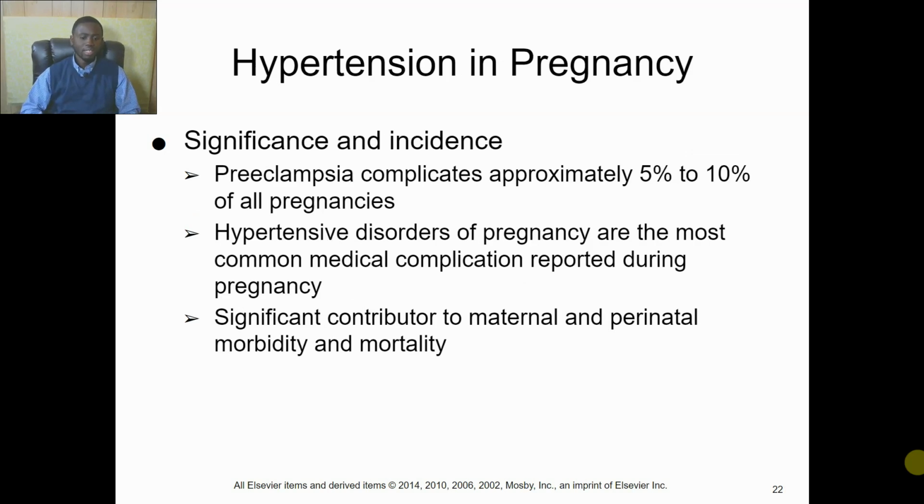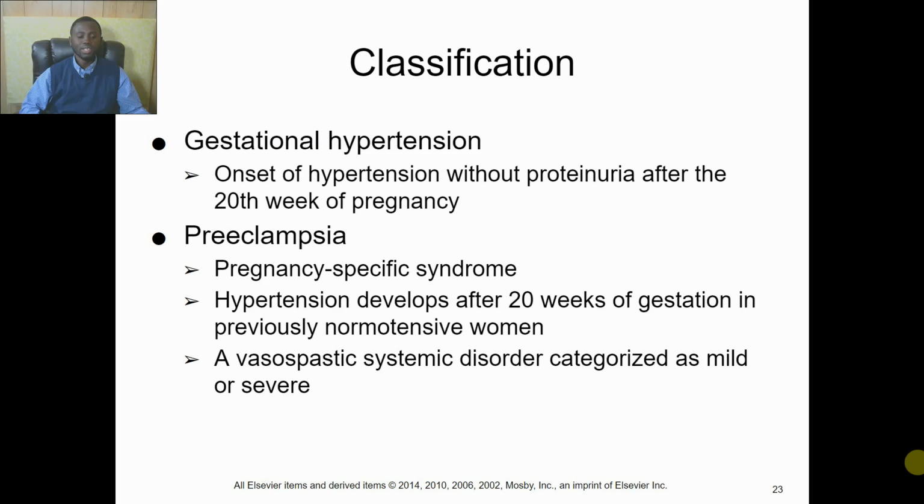Preeclampsia complicates approximately 5% to 10% of all pregnancies, and hypertensive disorders of pregnancy are the most common medical complications reported during pregnancy. This is also a significant contributor to maternal and perinatal morbidity as well as deaths. And so it is very important that we screen patients for gestational hypertension, and also if they have pre-existing hypertension, make sure we manage them well.